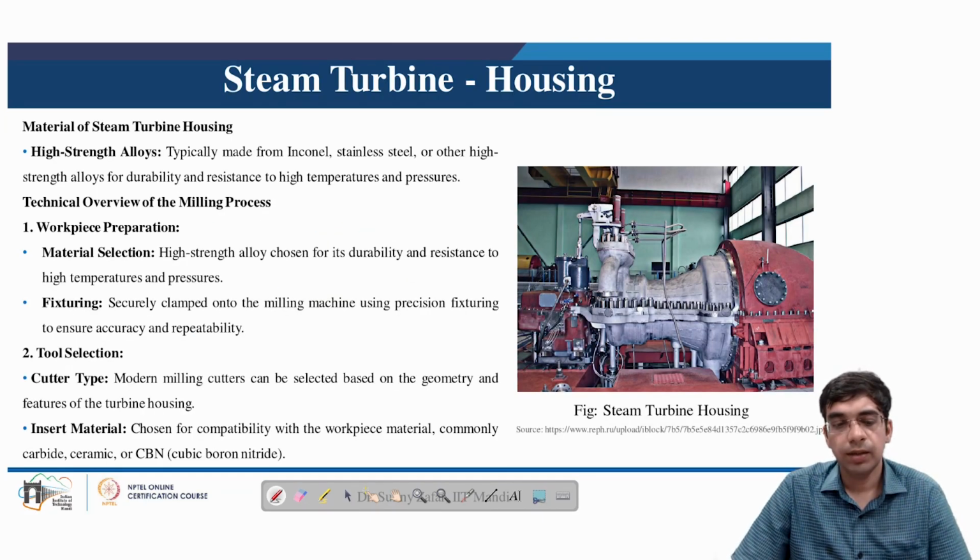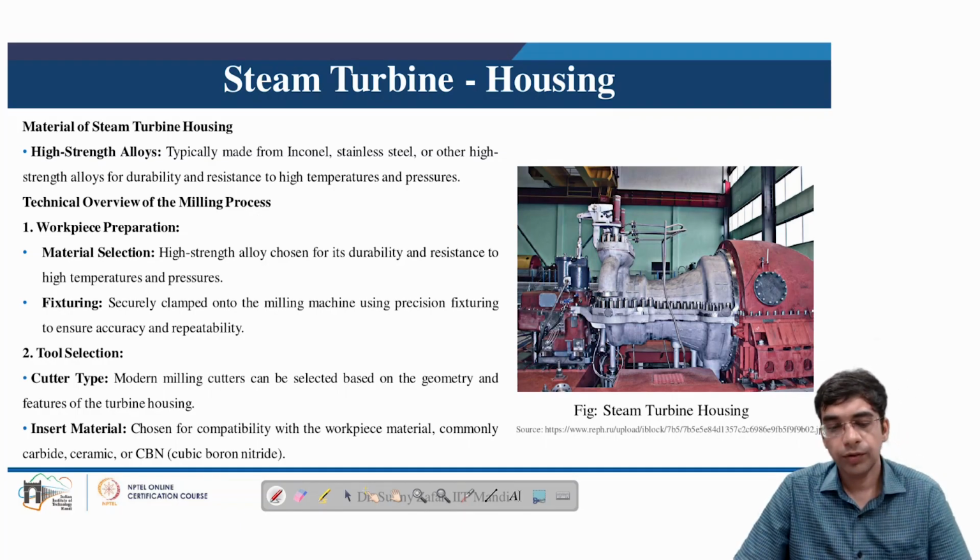In this regard, the materials used in the steam turbine housing include high strength alloys. These high strength alloys may be made up of superalloys like Inconel, or some stainless steels, or nickel chromium based high alloy steels, which ensure durability and resistance to high temperature and pressure.